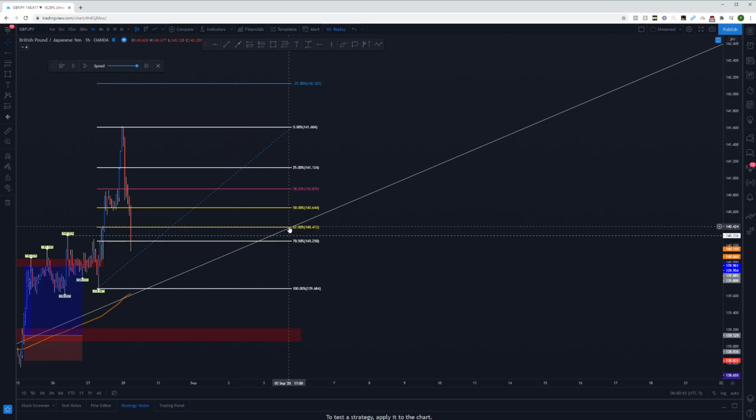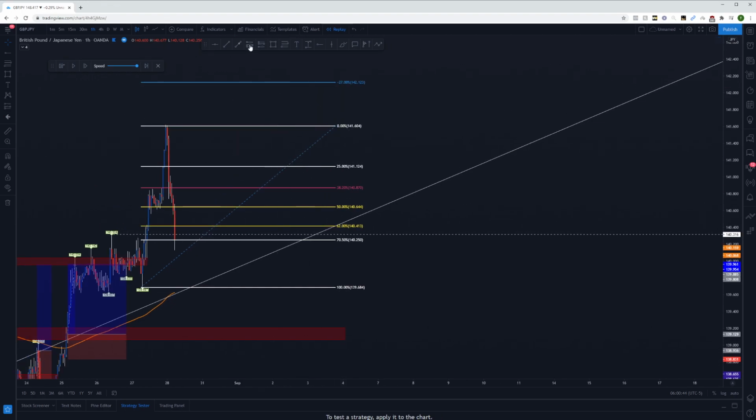Boom. So right now it's within the 62 and the 70 line. This would have been my entry right here. I would have gone in as soon as it closed right here. We'd have put the stop loss right below here, 33 pips.